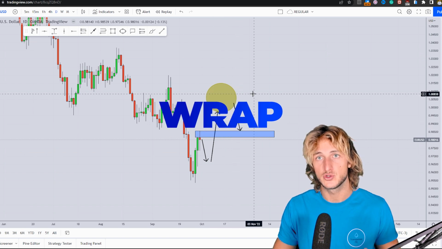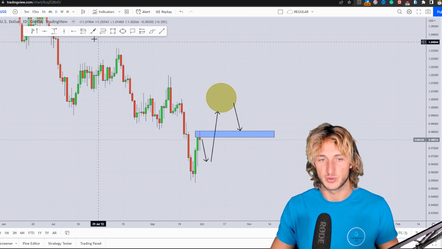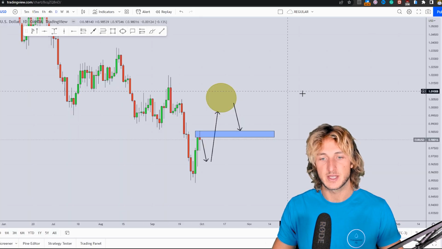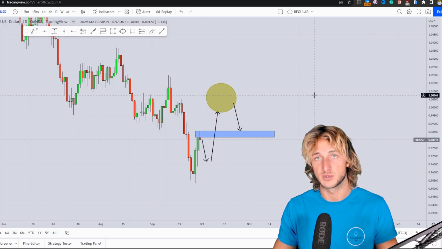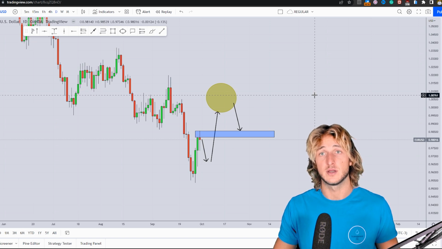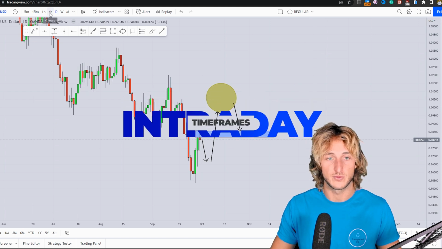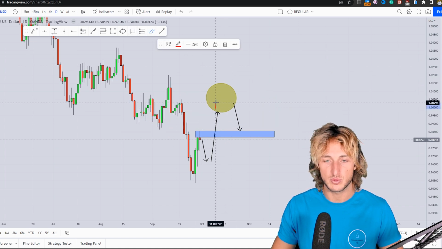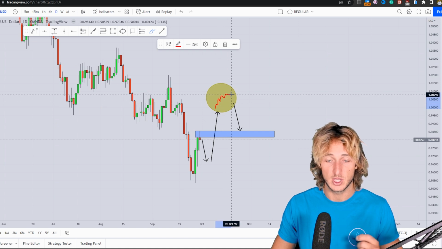So if the market actually creates this W, how we could be approaching this potential move to the downside? As usual, trading is reactive and not predictive. The monthly, weekly, and daily combined with the COT data, those are the best time frames from a directional perspective. However, when it comes to confirmations and entries, the best time frames are the intraday time frames, so 4 hour and lower.